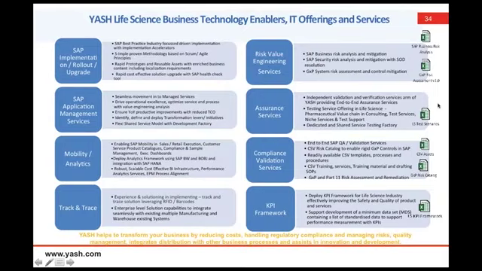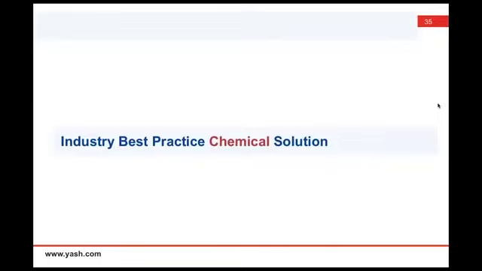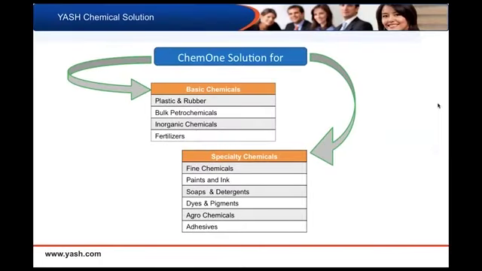These are all the assets we build in terms of risk management, assurances, compliance services, and many other things. Chemical solution, something similar to pharma. We have the chemical solution, which addresses the various basic chemicals and specialty chemicals, from plastics, bulk petrochemicals to organics and fertilizers. This solution is also like the pharma solution.